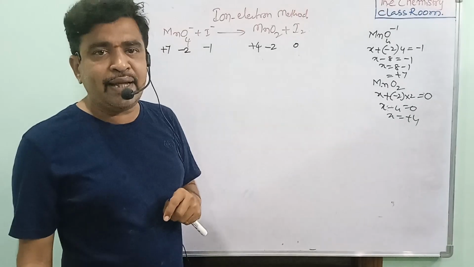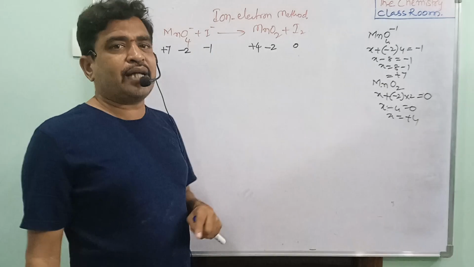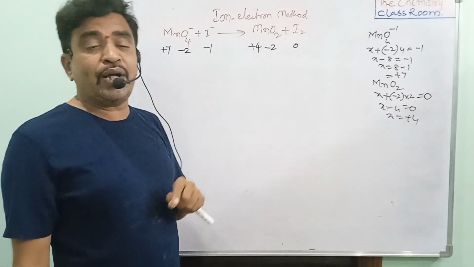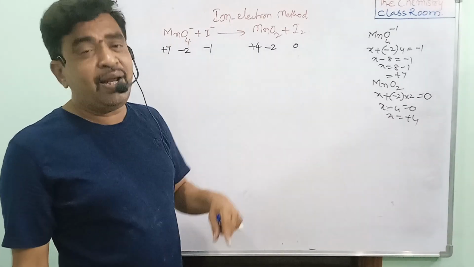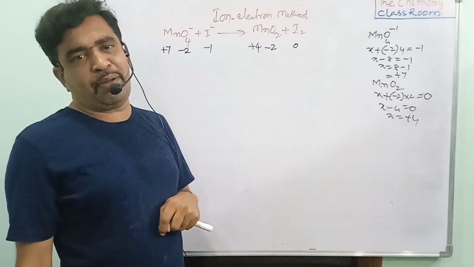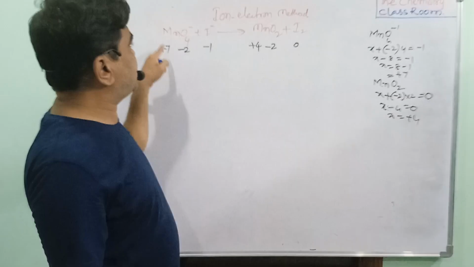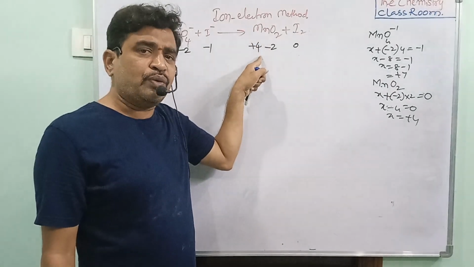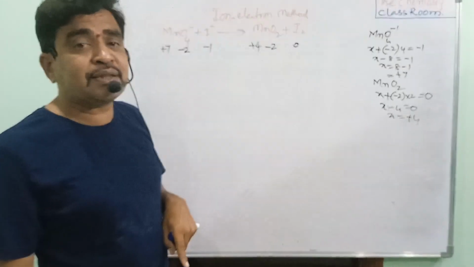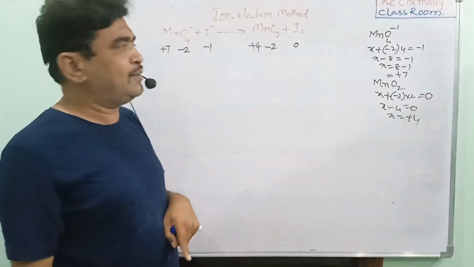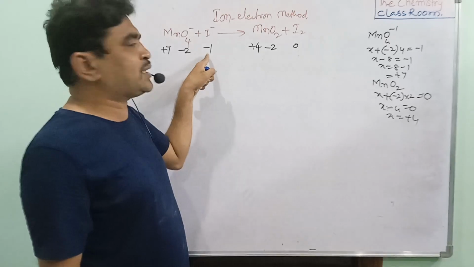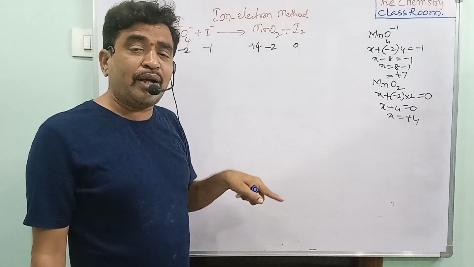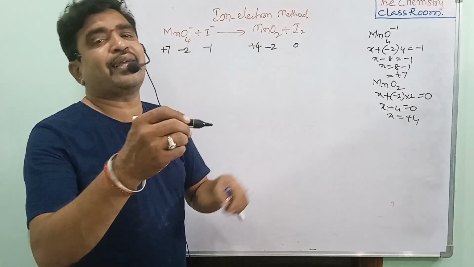Then you observe one thing. In this reaction, two elements are changing their oxidation numbers. One is increasing the oxidation number and one is decreasing the oxidation number. Now you observe, before the reaction manganese is plus 7. After the reaction manganese is plus 4. That means the manganese oxidation number is decreased. At the same time, before the reaction iodine is minus 1. After the reaction iodine is 0. That means the oxidation number is increased.